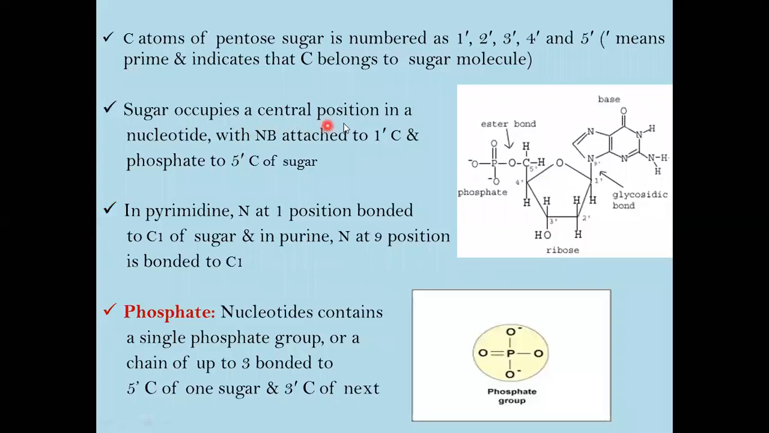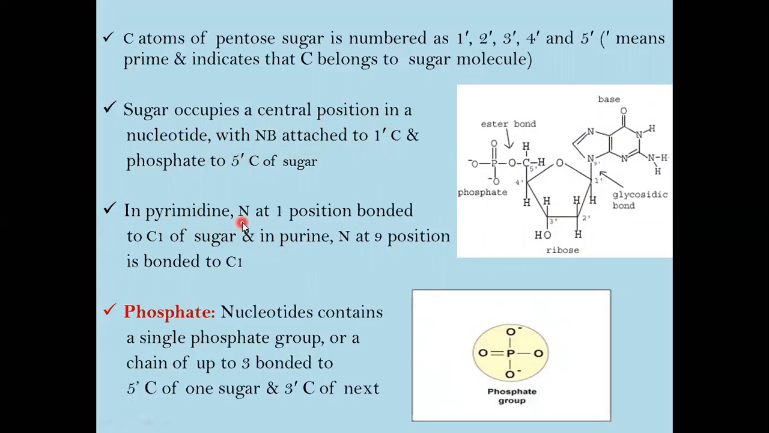Sugar occupies a central position in nucleotides, with the nitrogenous base attached to carbon 1 and phosphate to carbon 5 of the sugar. So you can see here, this is a nucleotide. The sugar is present at the center. At carbon 1, the nitrogenous base is attached. At carbon 5, the phosphate group is attached.